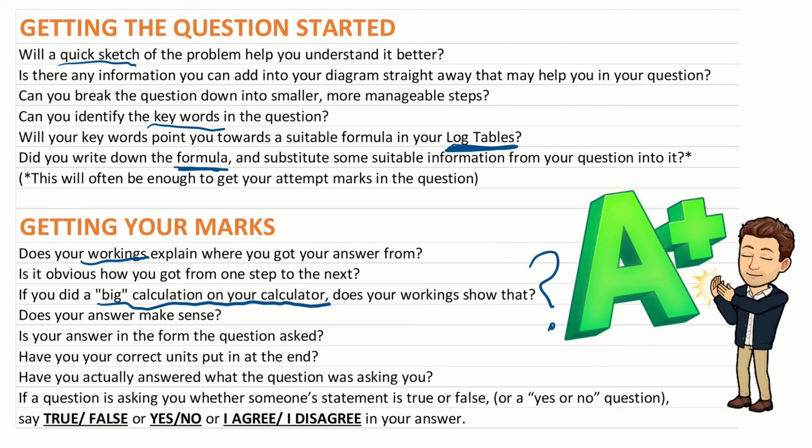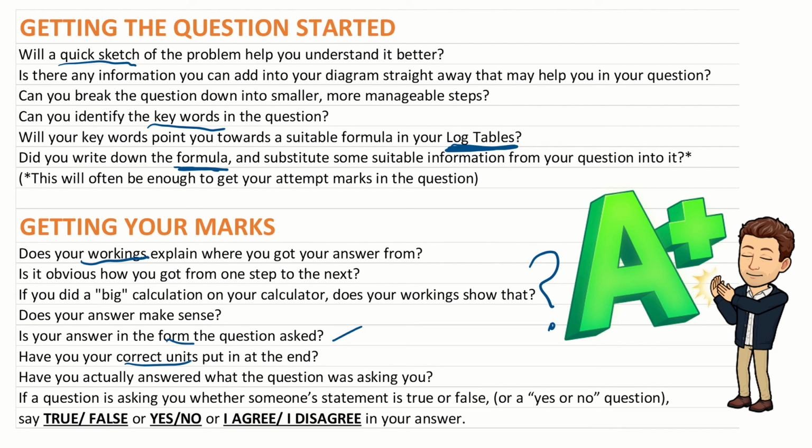Does your answer make sense to the question? So let's say it says true or false and you say 10 pi as your answer, well, that doesn't make sense. You need to say the words true or false, or yes or no. So just make sure you're answering the actual question that they ask you. Is it in the right form? Do you have your correct units? Have you actually answered what the question is asking you, etc.